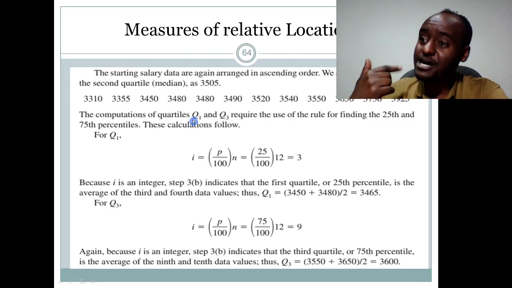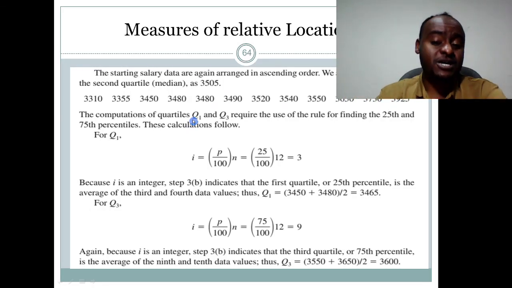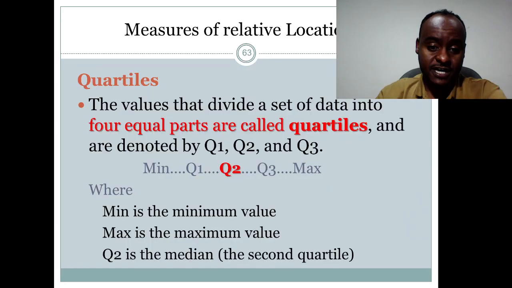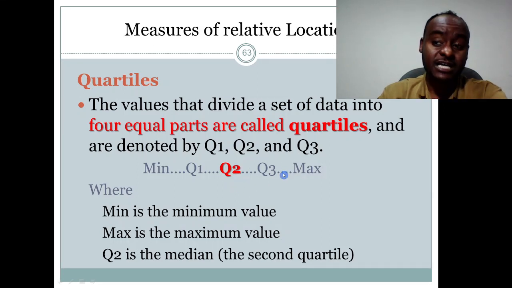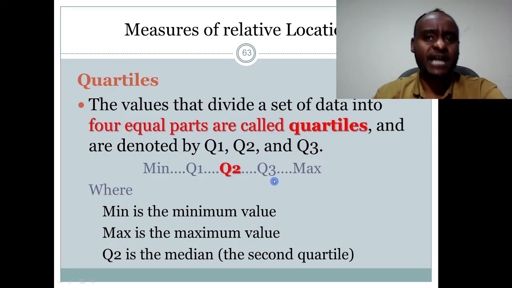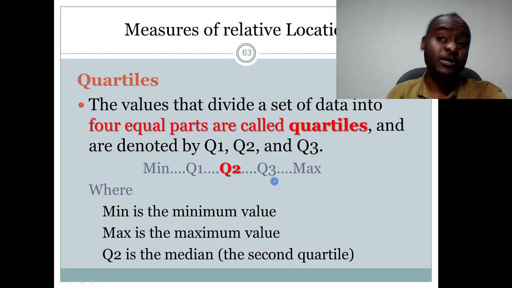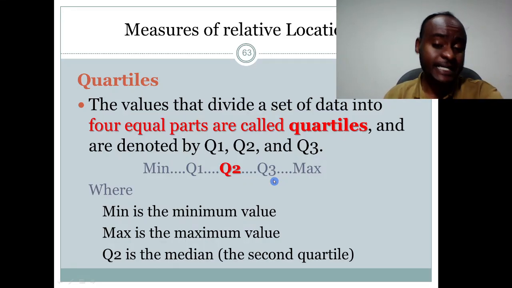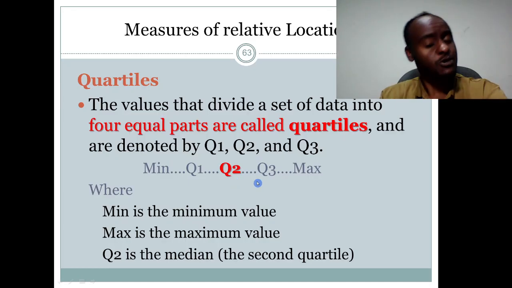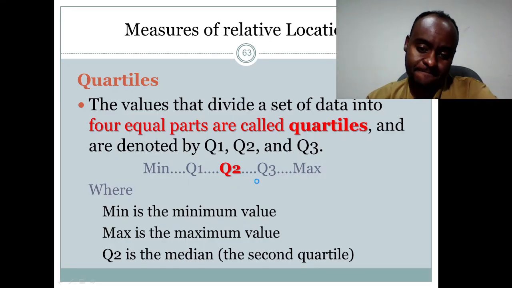So we can use the same formula that we use to calculate a percentile. In this context, Q1 means the 25th percentile, Q2 means the 50th percentile, and Q3 corresponds to the 75th percentile. Therefore, if someone asks you to calculate Q1, one way, of course there are many ways, is just to get the 25th percentile. Q2 is the 50th percentile, Q3 the 75th percentile.